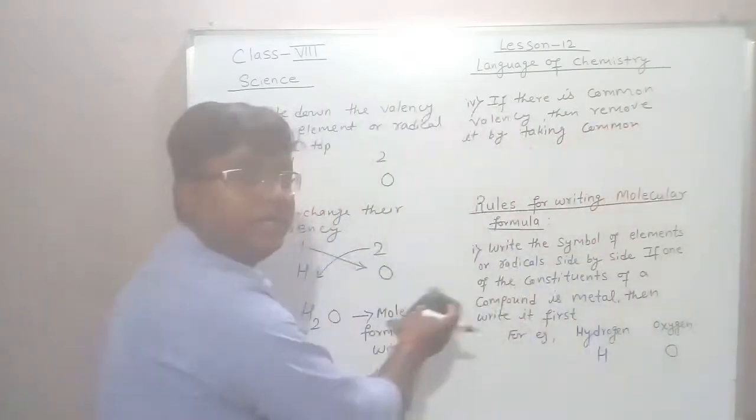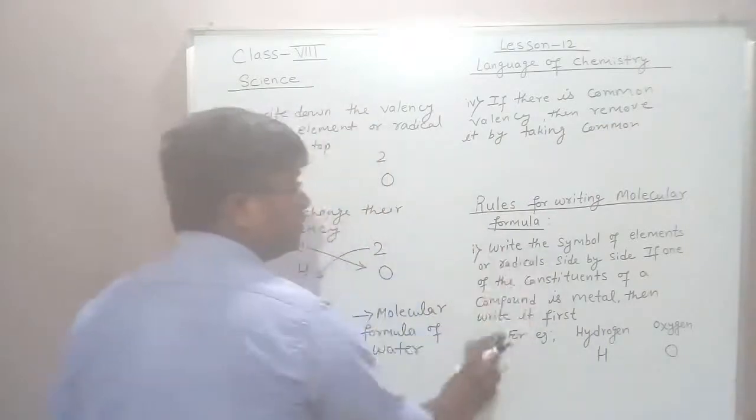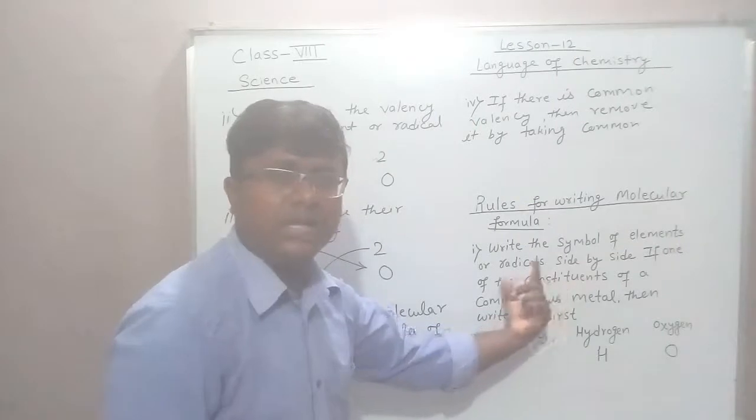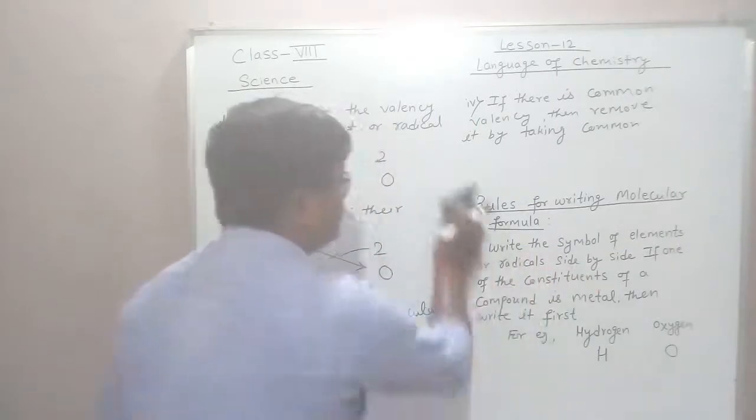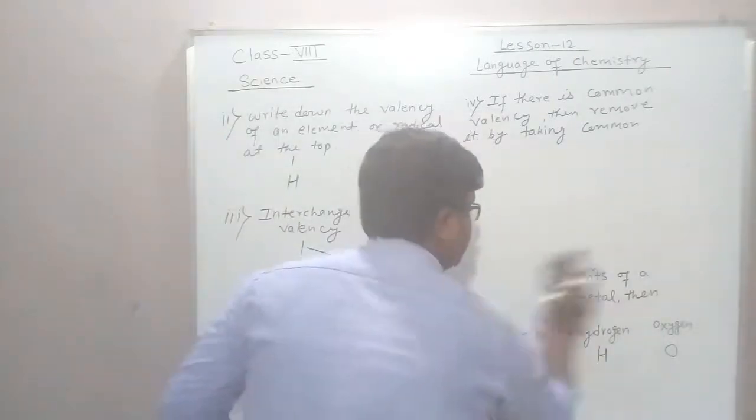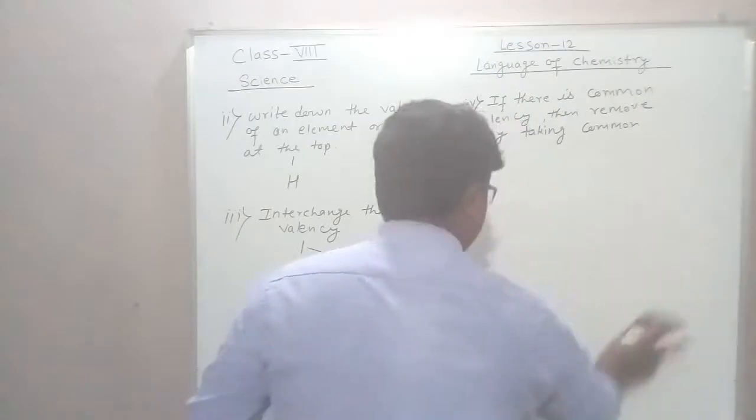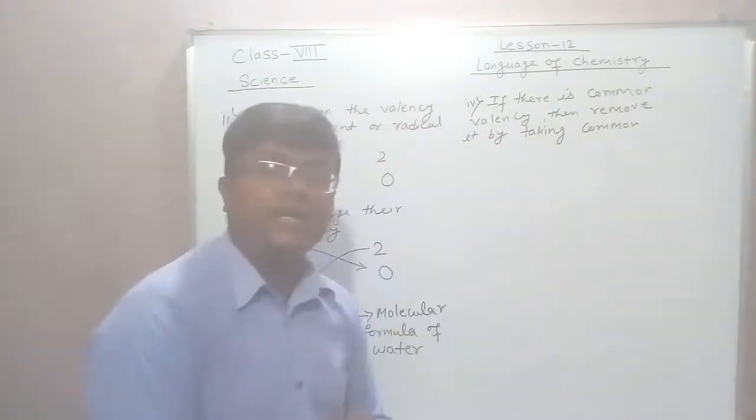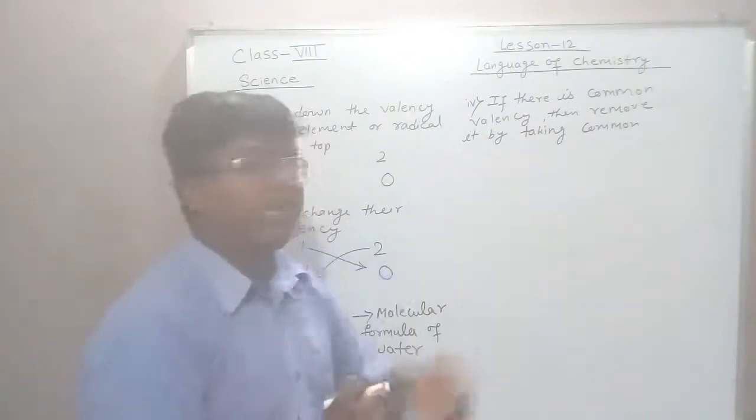So I am going to erase this first step. I hope you have understood this first step, which is generally to simply write down the symbols side by side. So your fourth step is, if there is a common valency, then remove it by taking common.